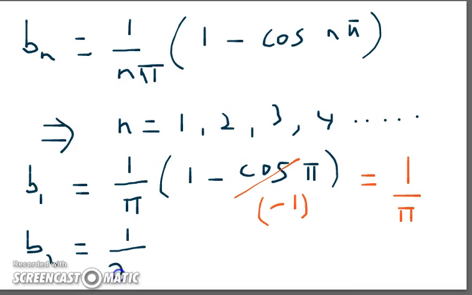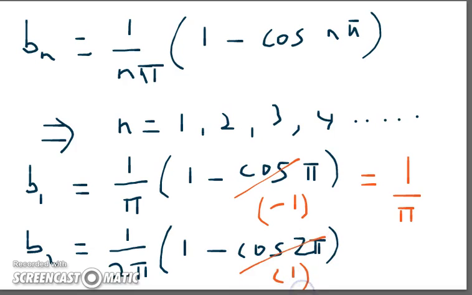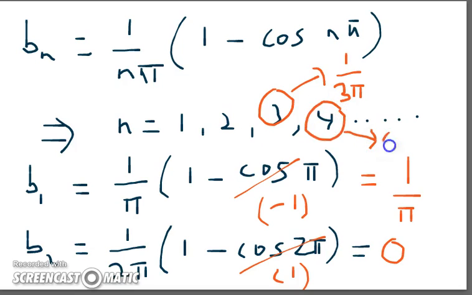1 over 2 pi multiplied with 1 minus cos 2 pi. Okay, so what we have here, cos 2 pi equals 1. So 1 minus 1 returns 0. So we have here equals 0. And if we continue with n equals 3, we will get 2 over 3 pi. And then if we use B4, we will get 0.